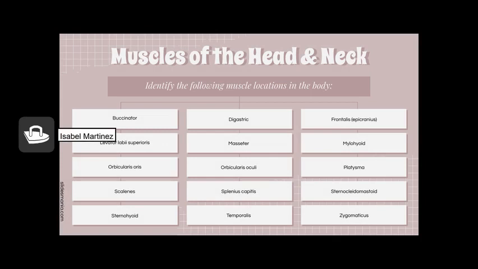So moving on, we're going to start to divide these muscles into different sections within the body. So we're going to start with muscles of the head and neck. We're going to identify a few of these muscle terms and find their locations within the body.